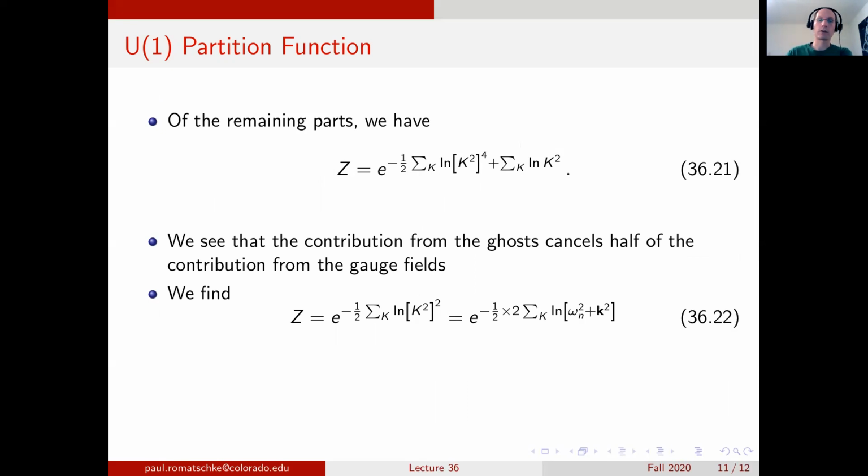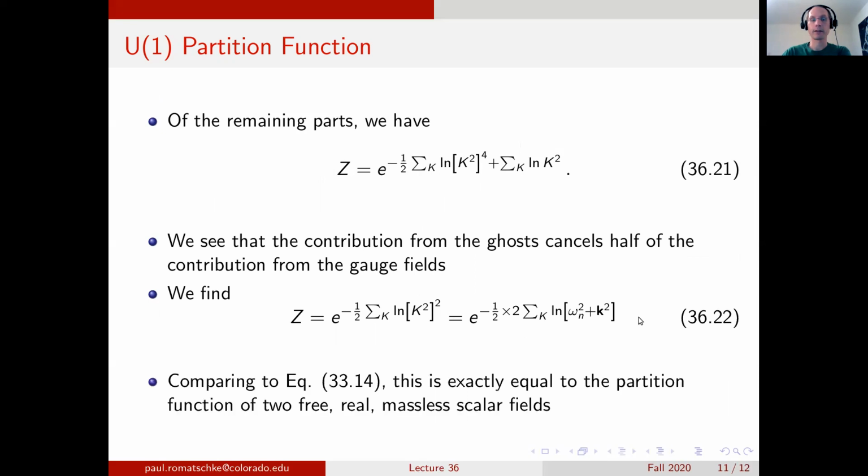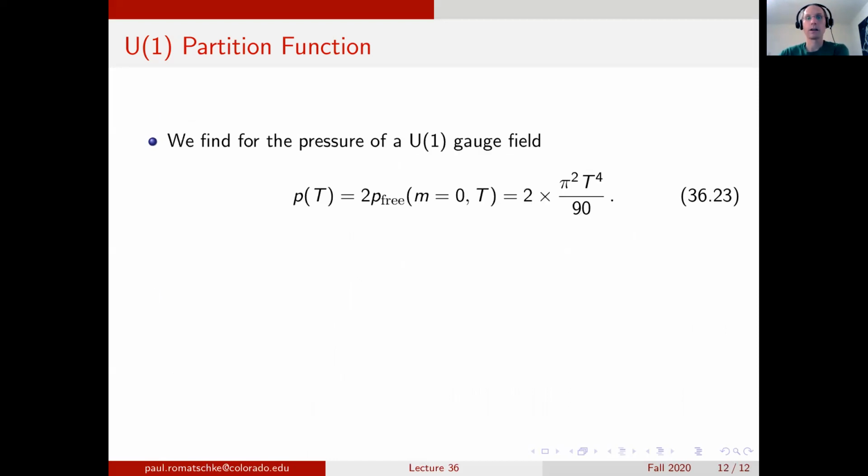We can write this in terms of the Matsubara frequencies omega n and the spatial wave numbers k squared in the following form. And if we compare this result to, for instance, the result we had in equation 33.14, we find that this partition function is exactly equal to the partition function of two free real massless scalar fields. So we find for the pressure of a U1 gauge field that it is equal to twice the free pressure of a massless scalar field at temperature T. So we have that the pressure of the U1 gauge field is twice that, twice pi squared T4 over 90.